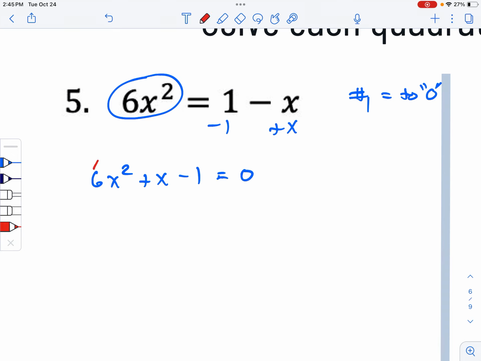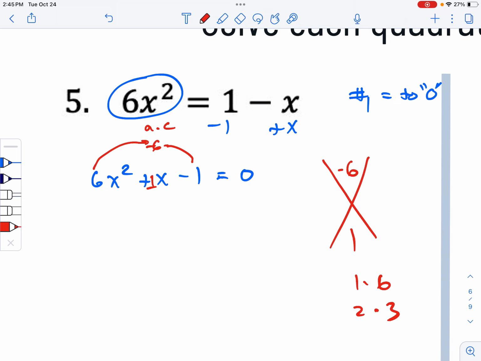It says a general trinomial, so it's going to be a times c. Multiply these two terms, and that's going to give me negative 6. So I got negative 6 here. They have to add up to the x term. That's 1. So 1 and 6 aren't going to work, but 2 and 3 do work. But I think I'm going to make it negative 2 times 3 is negative 6 up top here. When I add them, I get positive 1. So negative 2x and 3x.